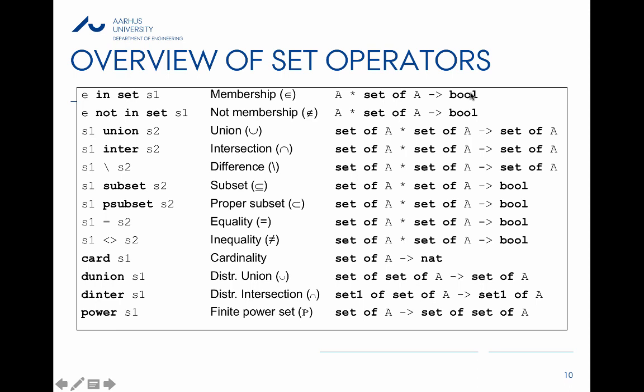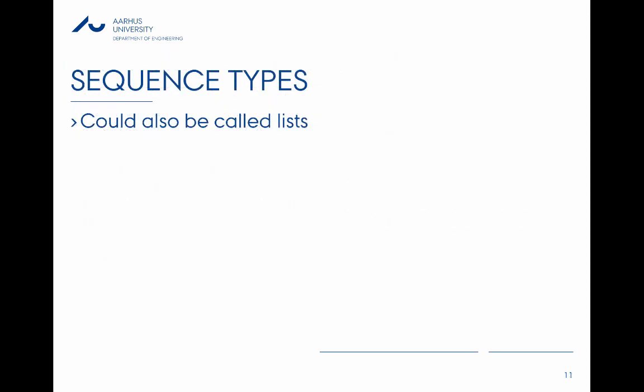So in the membership that we saw earlier, E in set S1 is essentially taking something of type A and something of type set of A, and it's giving us a boolean coming back. That's the way to read these tables, and these operators are really important to learn, and how to use them and combine them.